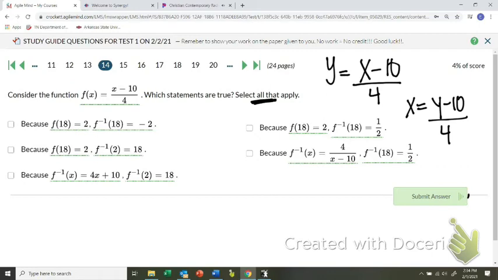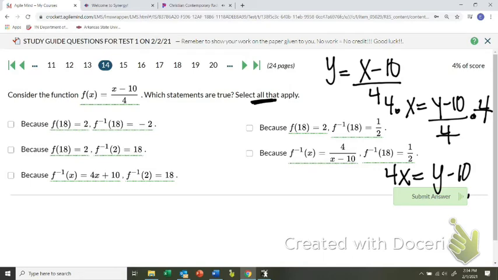Okay, but how do I take away the 4? What do I do to both sides? What's it doing right now? Oh, yes, it is swap. But what is the operation doing? All right, what's the opposite of dividing? So multiply by 4 on both sides. So we got 4x equals y minus 10.